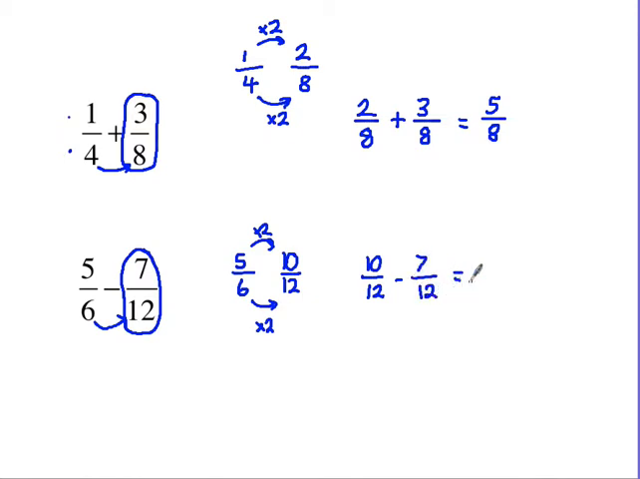Now remember, that's going to be something over 12. 10 take away 7 is 3 over 12. Make sure you check in to see if they simplify. This one doesn't, but this one does, because 3 goes into both of these. How many 3's go into 3 is 1. How many 3's go into 12 is 4.